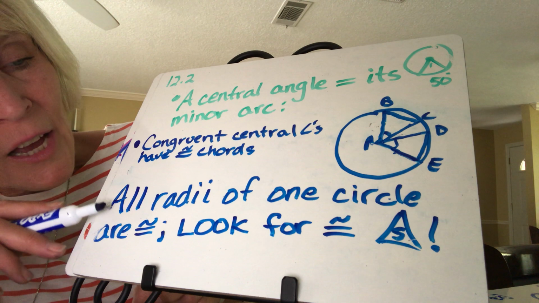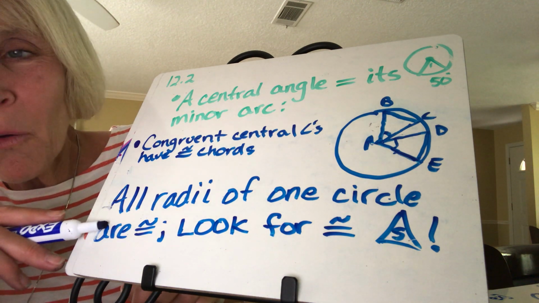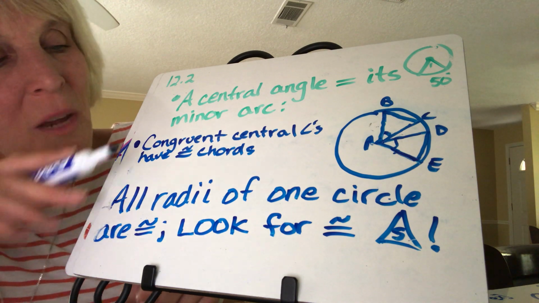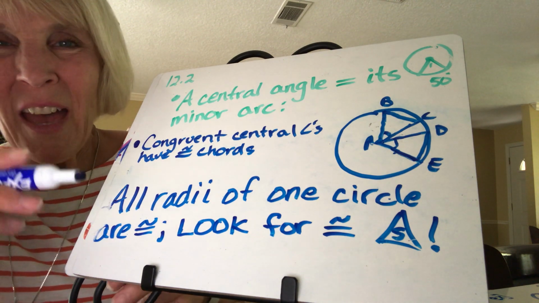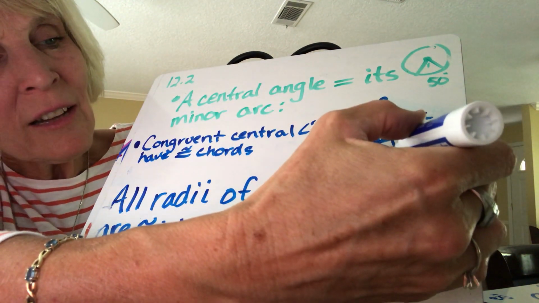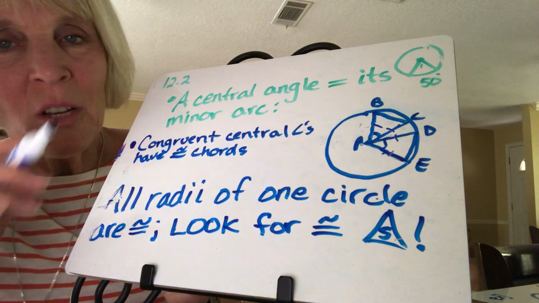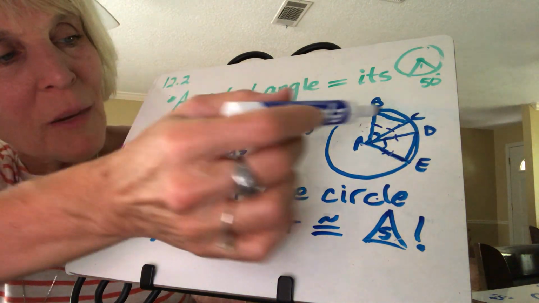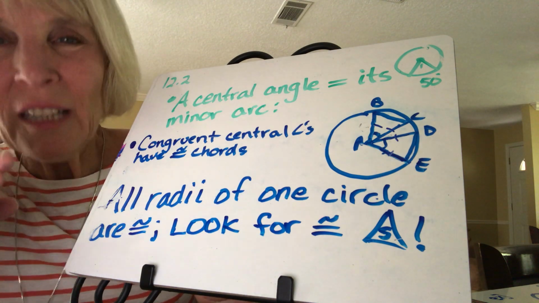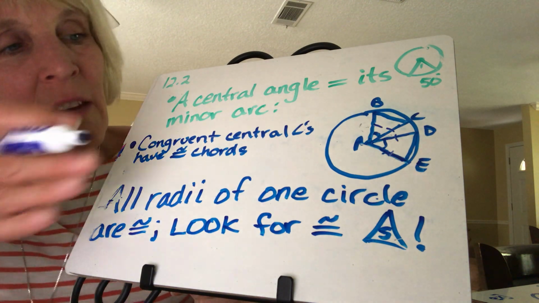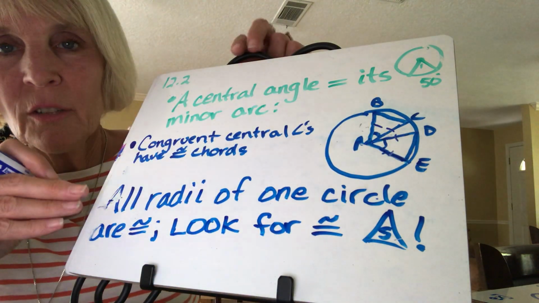But all radii of one circle are congruent. So really what you're looking for are congruent triangles. So we had a fact here that says congruent central angles have congruent chords. I'll take a look at that. But really all I'm looking at here is saying, hey, look, these are all radii, so they're congruent. So wouldn't those 2 triangles be congruent? Doesn't it just make sense that BC would be congruent to DE? So central angle equals its arc, okay? And if these are congruent, then these chords are congruent.